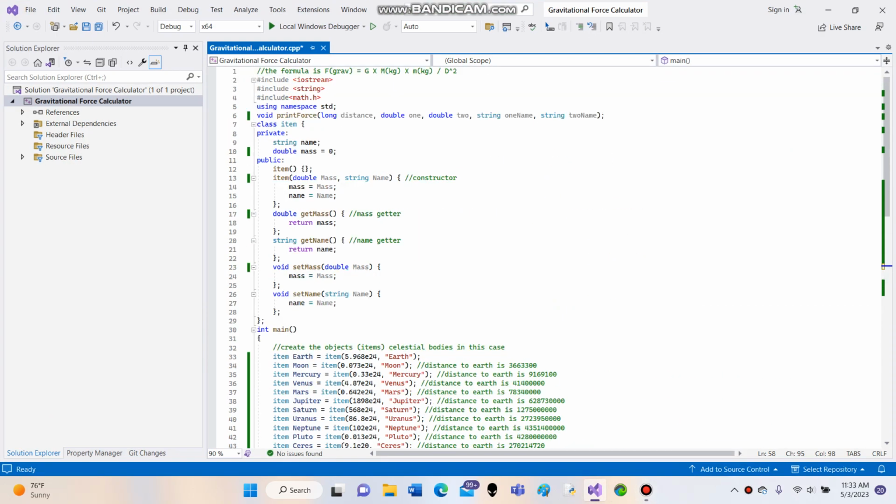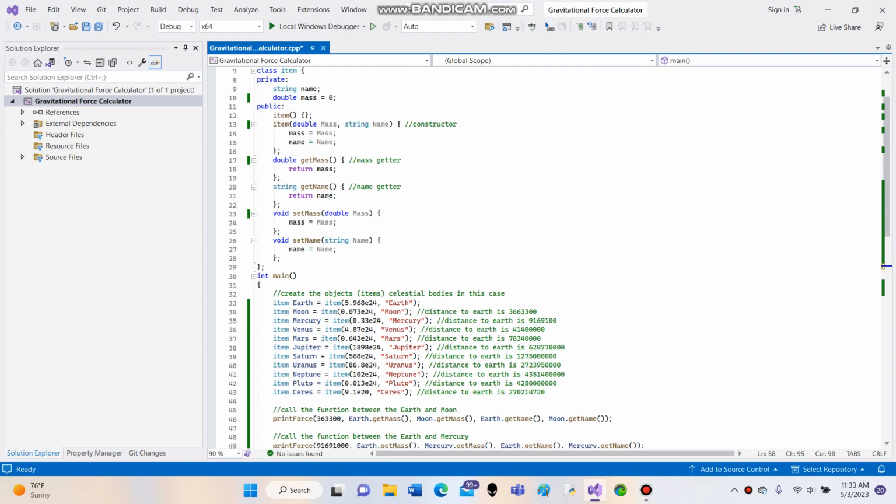Alright guys, we have a code here that will create celestial bodies in the class item, and they're created by giving them their name as a string and their mass. Since celestial bodies are so big, you have to use scientific notation. I also have listed the real distance between the Earth and each celestial body listed here in kilometers. Mass is listed in kilograms.